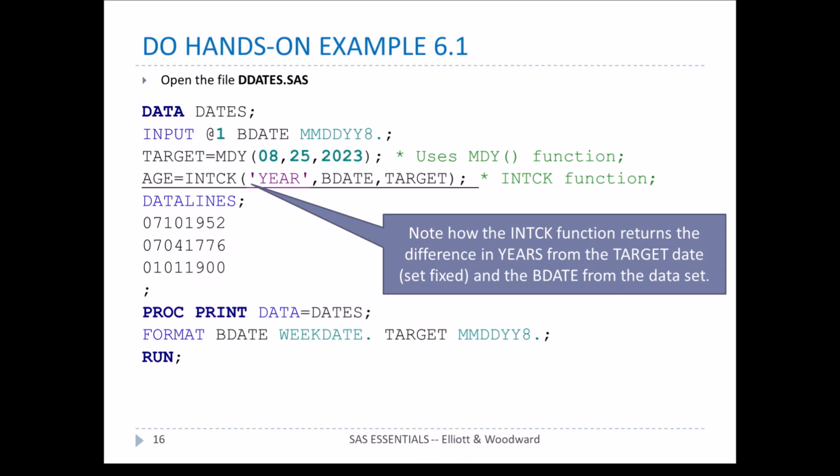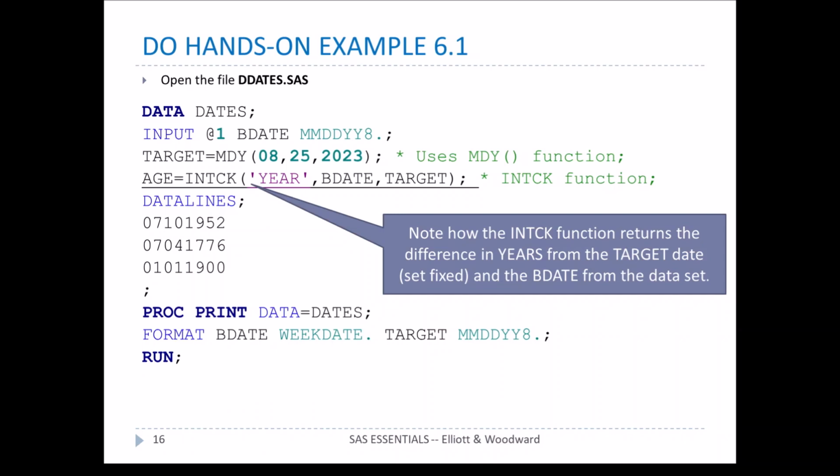So let's do hands-on example 6.1. Open the file called ddates.sas, and you'll see this is what it looks like. We're inputting a variable called bdate, birth date, and then we're also defining a target date. Here we're looking at how to use some various functions, and all of these functions are listed in an appendix in the back, so you can look these up as you need them. The target value is going to be created by the function mdy. In this function, we put a month, day, and year, as you can see 8/25/23, and it returns a date value into target.